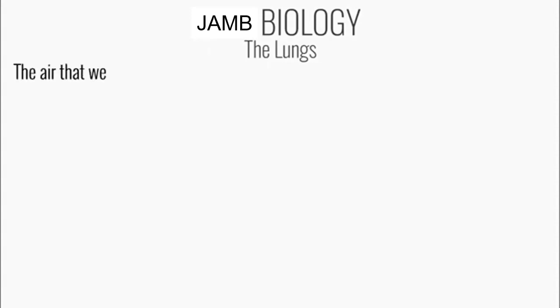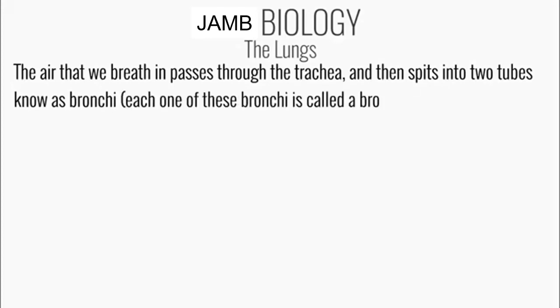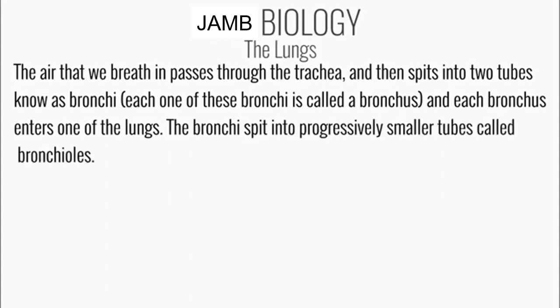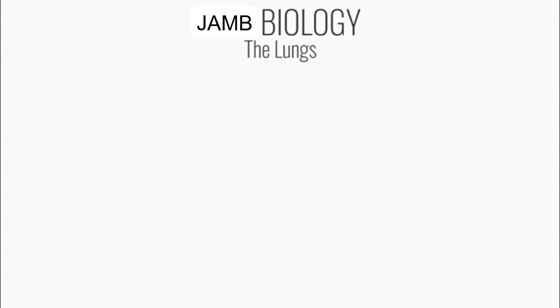So the air that you breathe in passes through the trachea and then splits into two tubes known as bronchi. Each one of these bronchi is called a bronchus, and each bronchus enters one of the lungs. Each bronchus splits into progressively smaller tubes called bronchioles, and then the bronchioles finally end at small bags called alveoli. This is where gas exchange takes place. There are millions of these alveoli in the lungs, and they are surrounded by a network of blood capillaries.